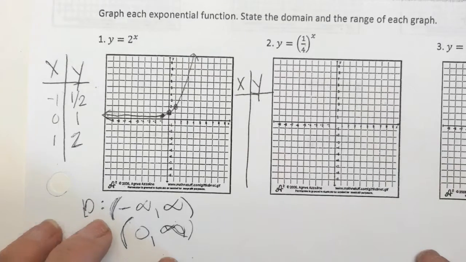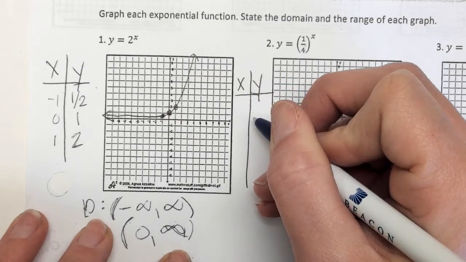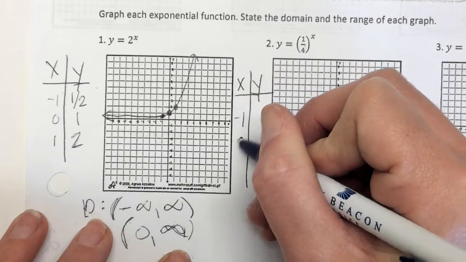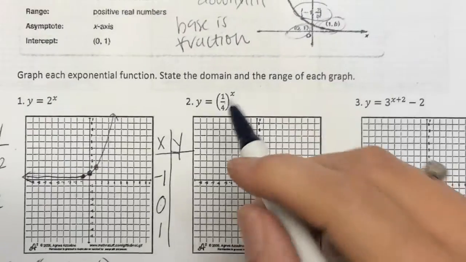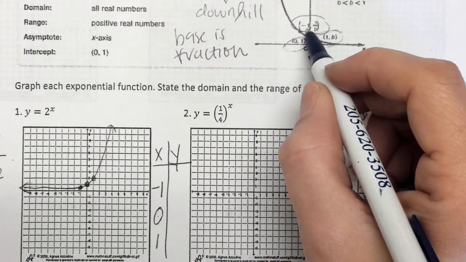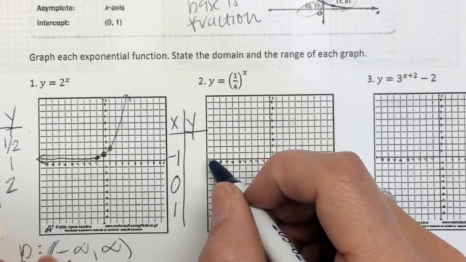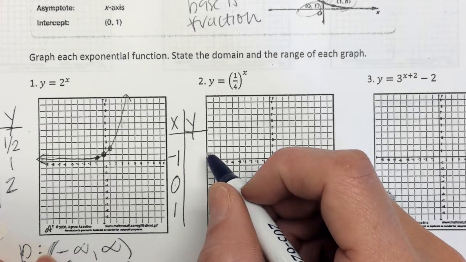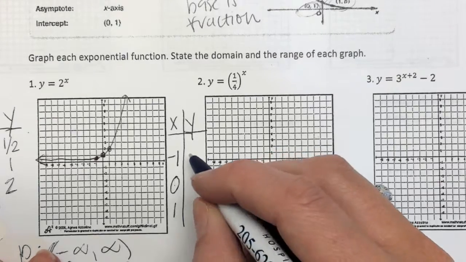Alright, next one. What are my x values? Caleb. Good. Alright, here our base is 1/4, so for -1, when it's 1 over 1/4, that's going to give us what? 1 over 1/4. What'd you get, Nicole?